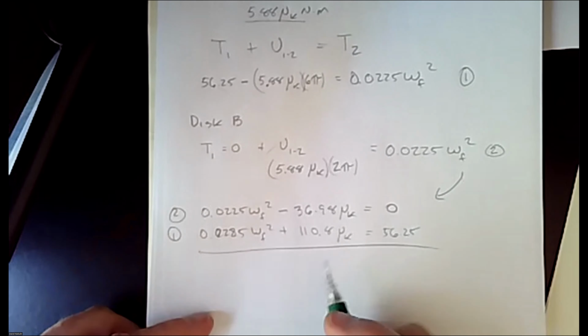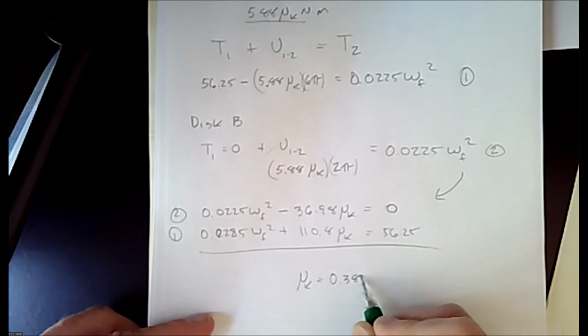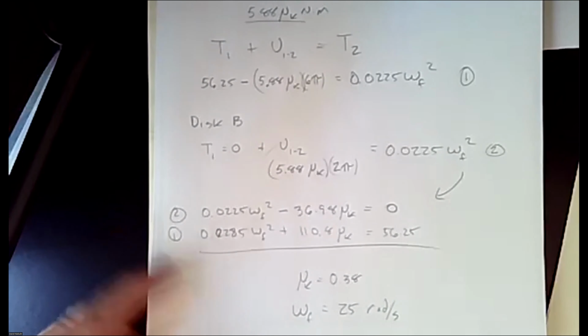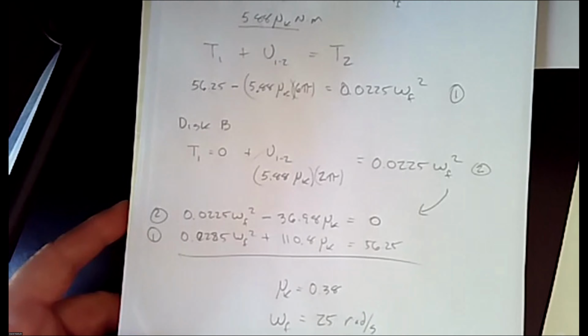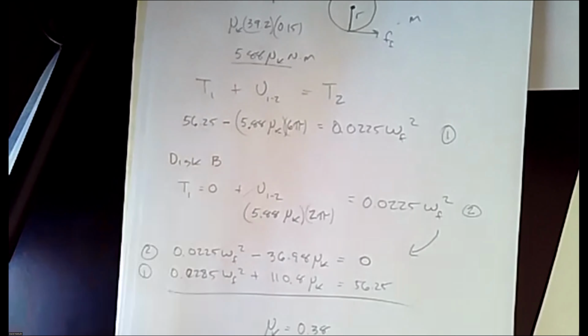So when we solve, we end up with mu k equal to 0.38 and our omega final to be 25 radians per second. And they're in opposite directions, obviously, between A and B. So A was initially rotating, I believe it was clockwise. So B is going to be counterclockwise.